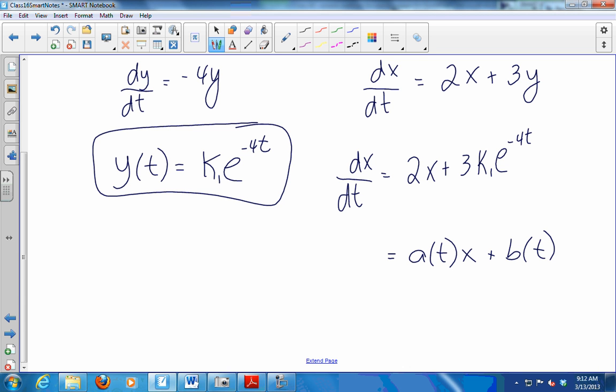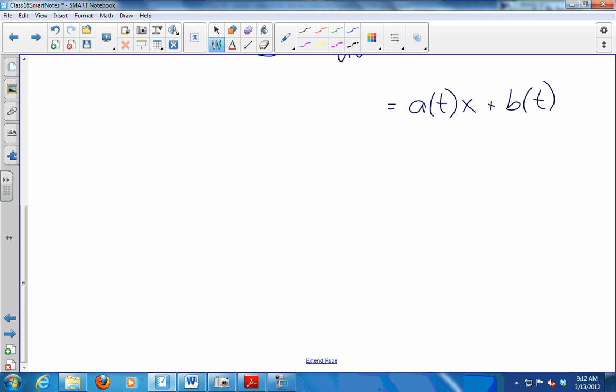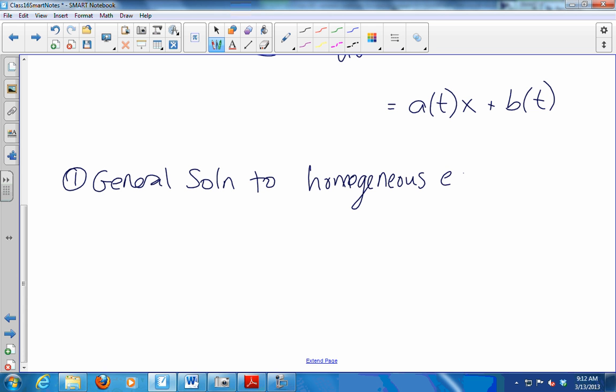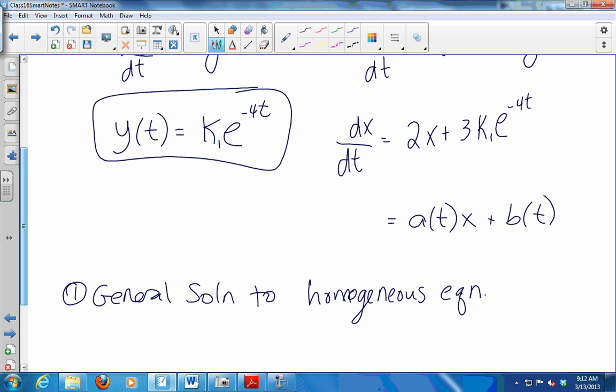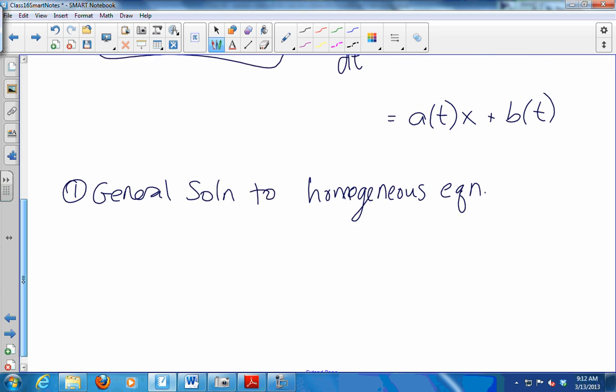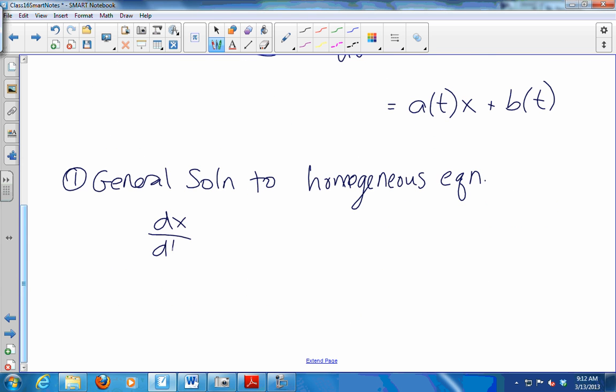So the linearity one, if you remember, says you need a general solution to the homogeneous equation, which is pretty easy. That's where you just lop off the b of t. So we would just need to solve dx/dt equals 2x. Not too difficult. And then step 2, we need one specific solution to the entire ODE.